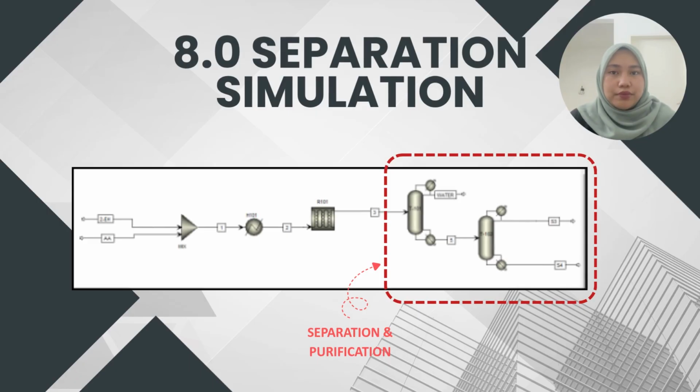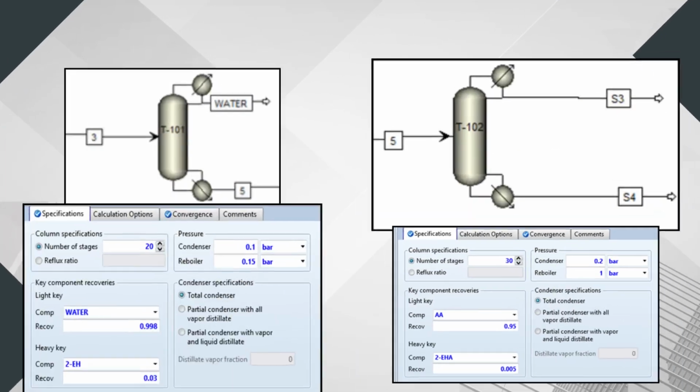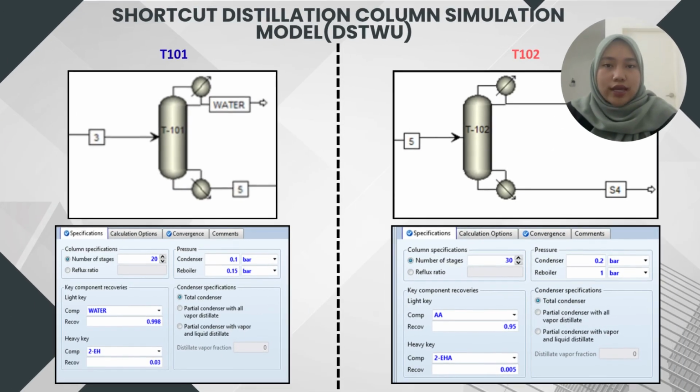Now I will explain the separation mentioned in this part. In order to achieve an optimal separation efficiency of ethylhexanol and ethylhexyl acrylate, two different types of distillation model, the STW and RadFrac, are used. Initially, we will use shortcut distillation STW for both distillations to achieve the parameter information for the reference model. Here at T101 and T102, we use the STW.